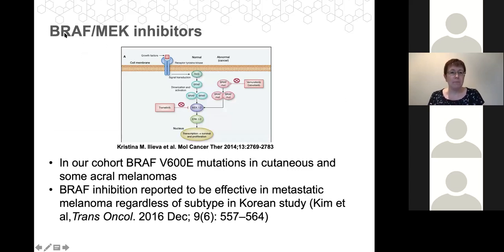So BRAF inhibitors have been used in cutaneous melanoma for some time, and often in conjunction with MEK inhibitors. And in our cohort, we see the BRAF V600E mutation in cutaneous melanoma, as has been well established. We also see it at smaller rates, particularly in acral melanomas. So these can also be targeted. And BRAF inhibition has been reported to be effective in metastatic melanoma, regardless of subtype, in a Korean study.